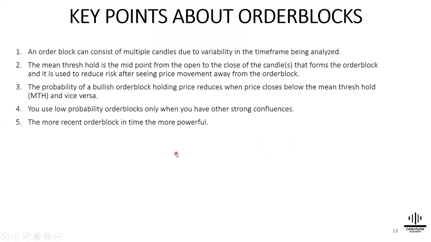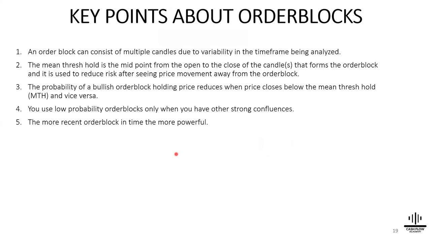I hope you understand. The mean threshold is the midpoint from the open to the close of the candles that form the order block, and it is used to reduce risk after seeing price movement away from the order block. So for you to move your stop loss to the midpoint, that is the mean threshold, you want to see movement away first. Number 3, the probability of a bullish order block holding price reduces when price closes below the mean threshold, and vice versa.